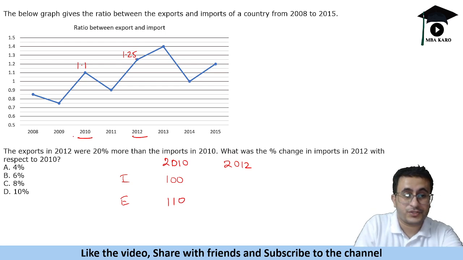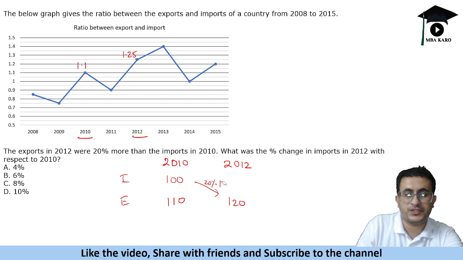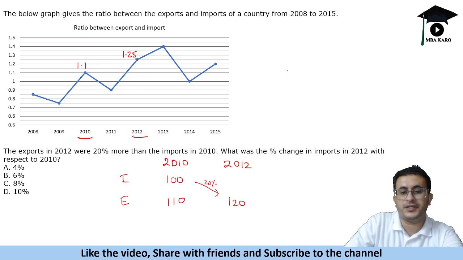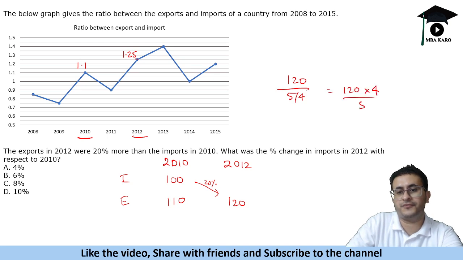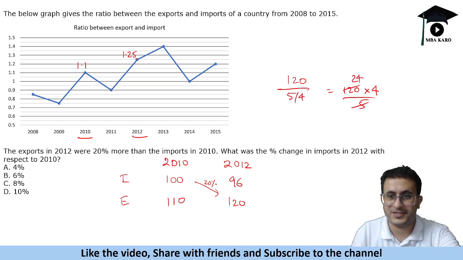Sorry. So it says export in 2012 were 20% more than the imports in 2010. So export is 20% more than this, 120. You need to tell the percentage change in imports in 2012. So export is 120 here. Now we are given that export is 1.25 times, right? So 1.25 is 5 by 4. So 120 by 5 by 4 is 120 into 4 by 5, which is 24 into 4, 96. Okay, so import becomes 96.